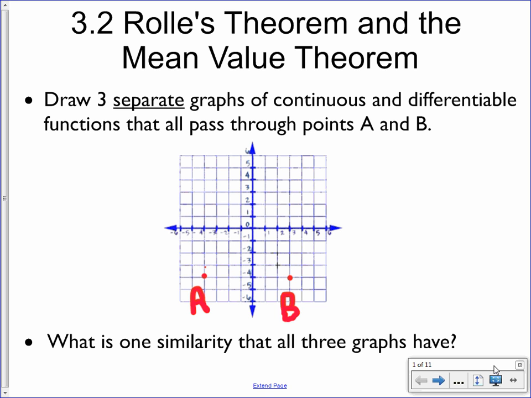Okay, part 1, send somebody to draw one of your graphs. Part 2, send someone to draw one of the graphs. Part 4, send someone to draw a graph. Part 5, send someone to draw a graph.